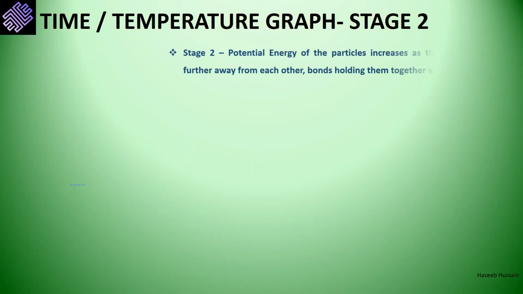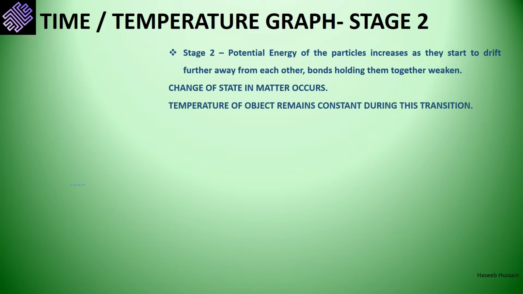We discussed previously that in the second stage, the energy absorbed is used by the particles to overcome the bonds holding the structure together. In other words, to increase their potential energy. As the bonds start to weaken, the molecules move further away from each other and change of state of matter occurs. If it is a solid, it melts to become a liquid, and if it is a liquid, it boils or evaporates to become a gas. During this transition or change of state, the temperature of the object remains constant.